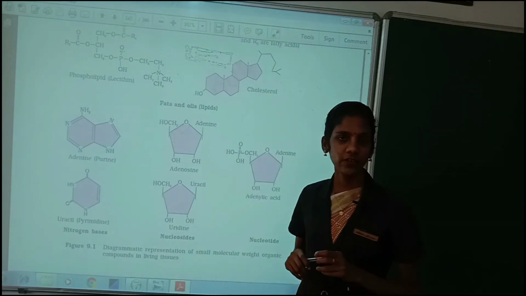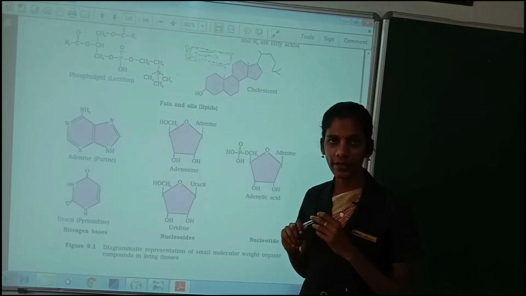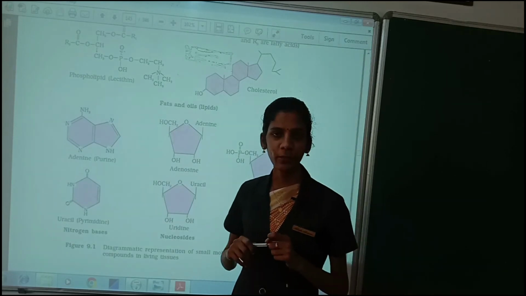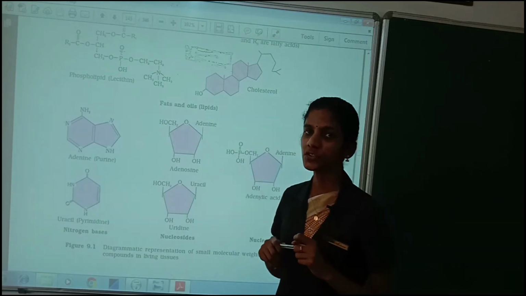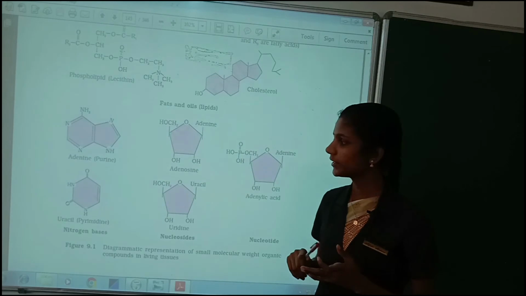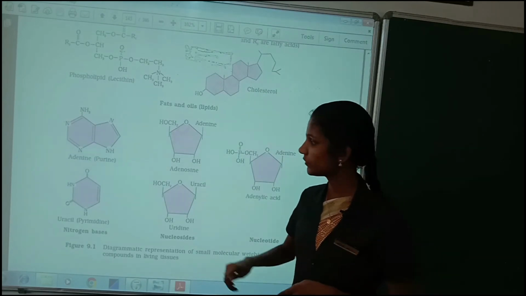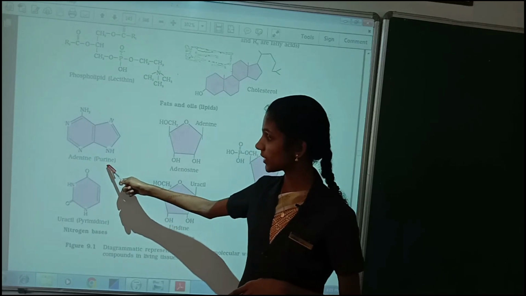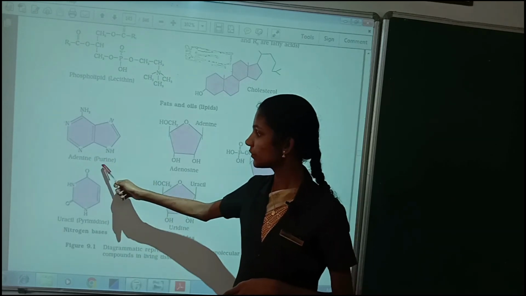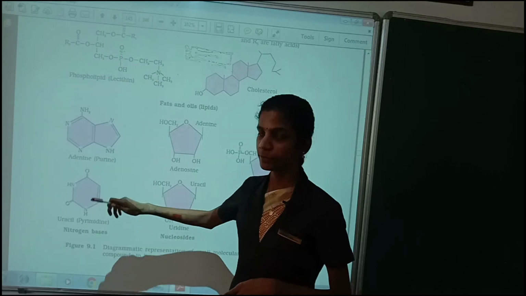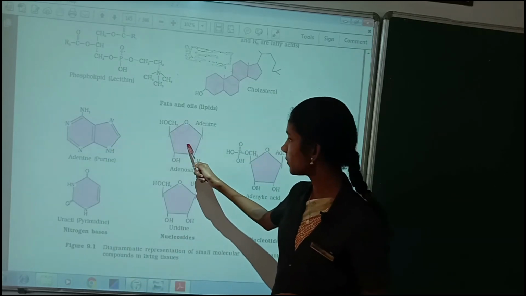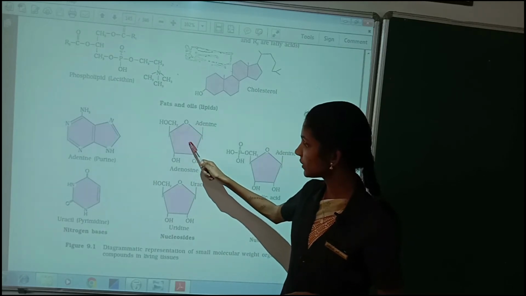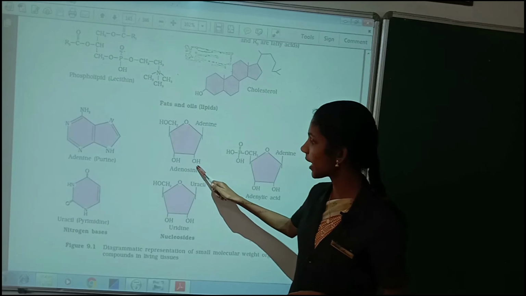Okay. Now let's study the formation of a nucleotide, adenylic acid, from the nitrogen base adenine. As I told you earlier, the human body contains 4 different kinds of nitrogen bases: adenine, guanine, thymine and cytosine. Here we have an example of adenine. Adenine is a kind of purine, so we have mentioned it as purine here. When adenine combines with the pentose sugar, it will result in the formation of a structure called adenosine.